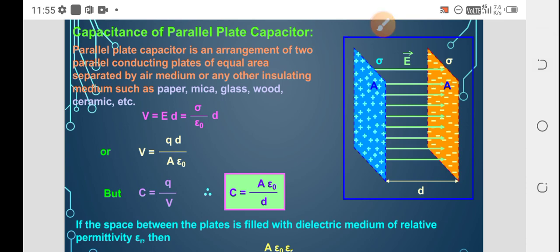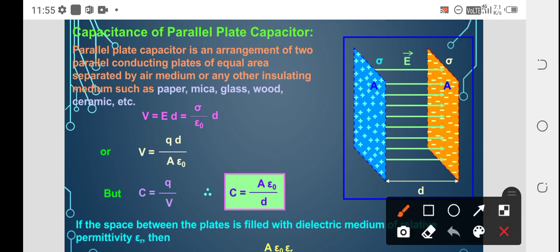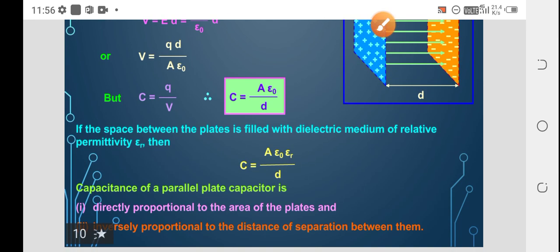But what is C? C equal to Q by V. Now replace these values here. Q is as it is, and V is QD by A epsilon naught. Q and Q will be cancelled. Then finally what you will get is A epsilon naught by D. This is the capacitance of the parallel plate capacitor: C equal to A epsilon naught by D.